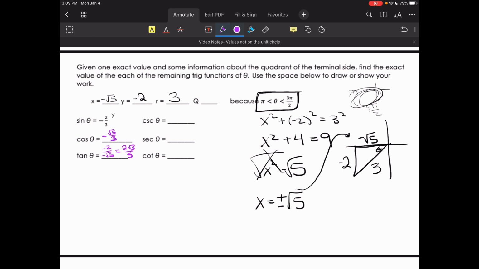My reciprocals, so cosecant would be negative 3 over 2. Secant would be negative 3 over the square root of 5. Rationalize, 3 root 5 over 5. Cotangent, negative root 5 over negative 2. So I just would have positive root 5 over 2. And, sorry, this is 3, like we talked about.